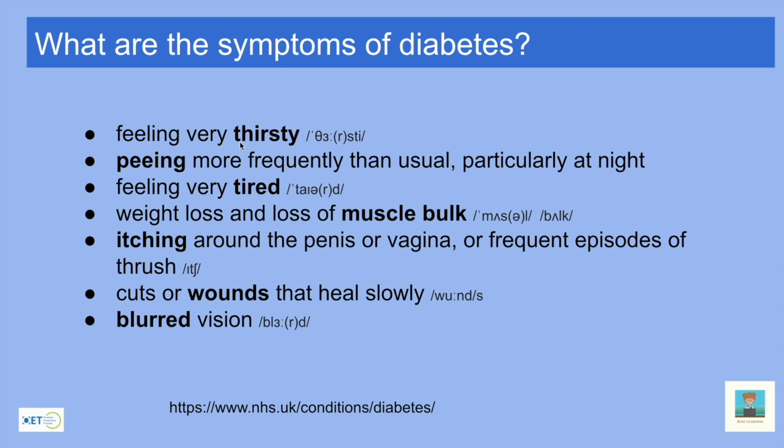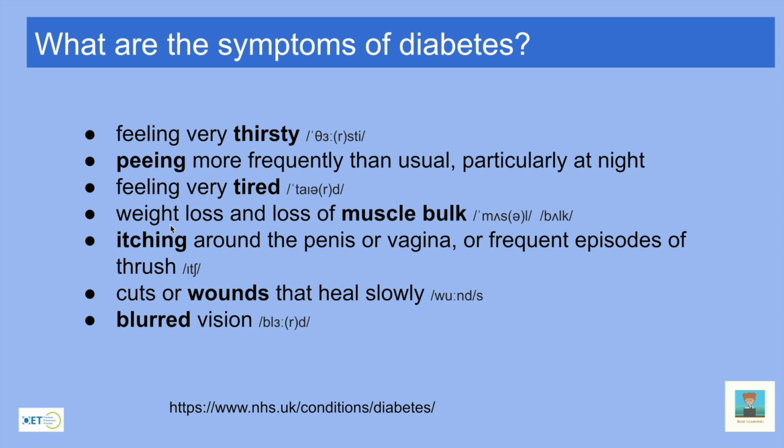So a patient may be feeling very thirsty. This is an R sound, thirsty. But the R is quite soft in British English, thirsty. Peeing more frequently than usual, particularly at night. Peeing is going to the toilet, urinating, peeing. Feeling very tired. This R is silent, tired.